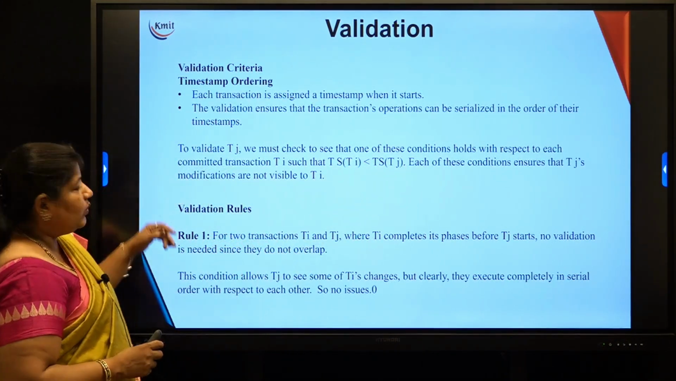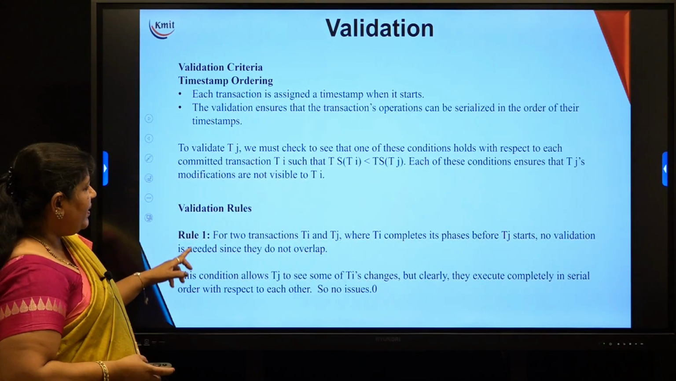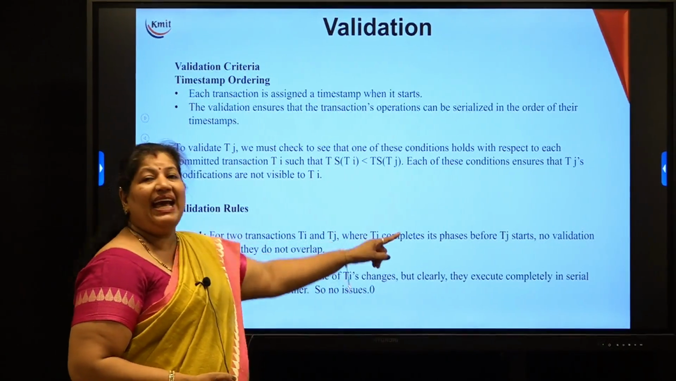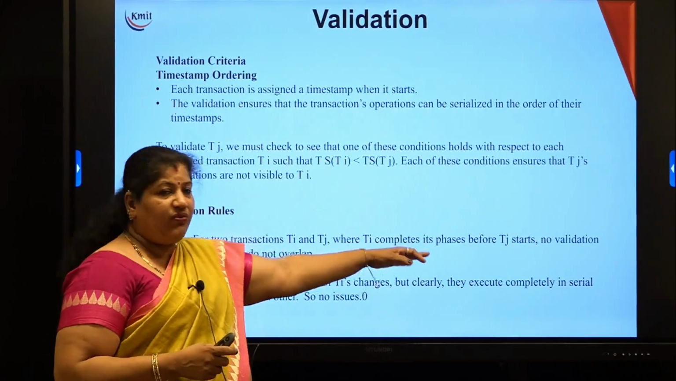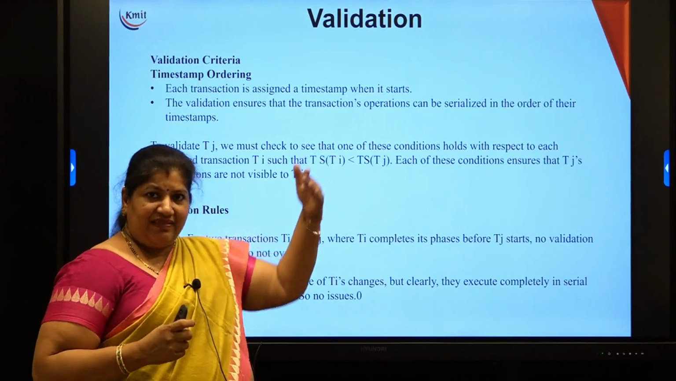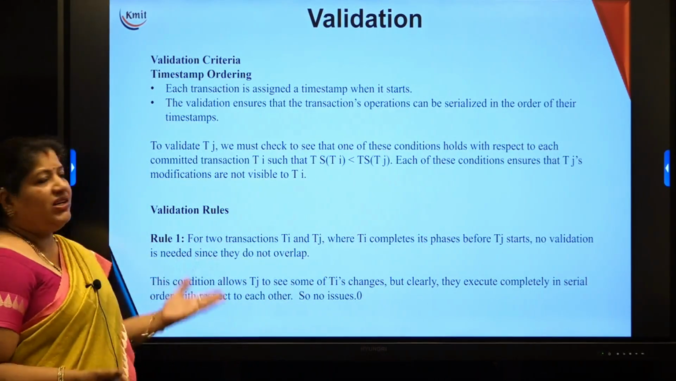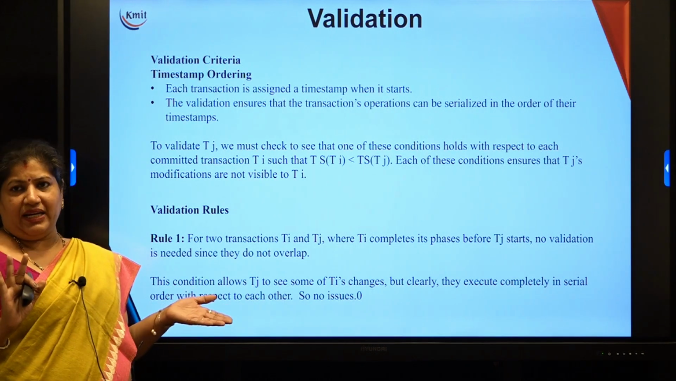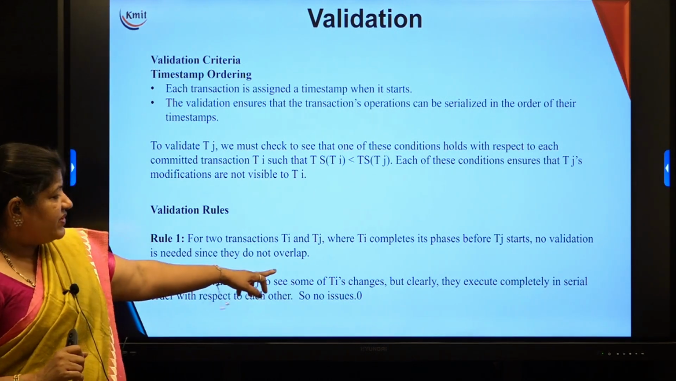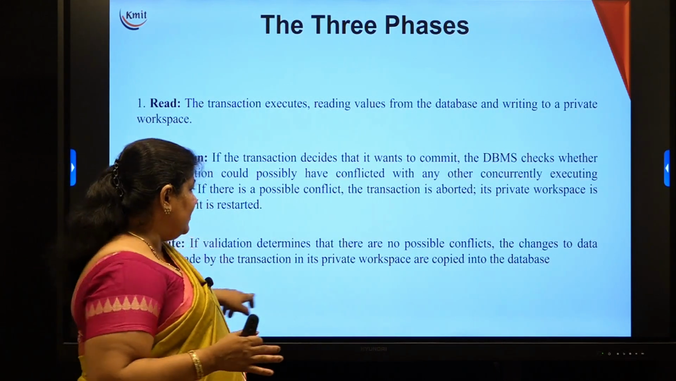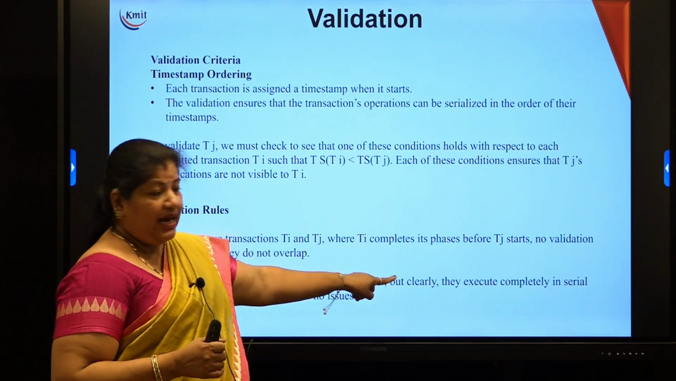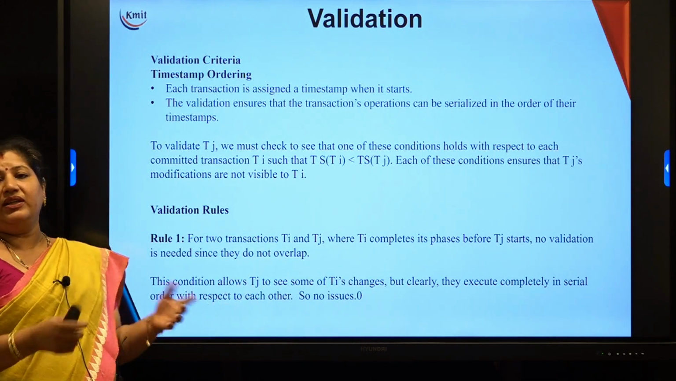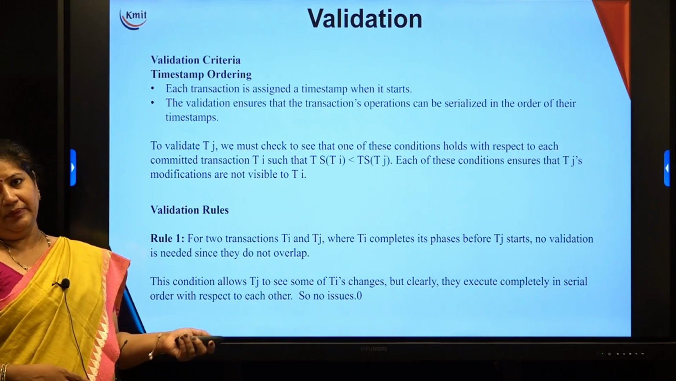Now let us see what those rules are. Rule number 1 says, for two transactions TI and TJ, where TI completes all its phases before TJ starts in the serial order itself, no validation is needed since they don't overlap. So TI completed everything before TJ started. That means TJ can see TI's changes, but clearly they execute completely in serial order with respect to each other. So no issues at all.